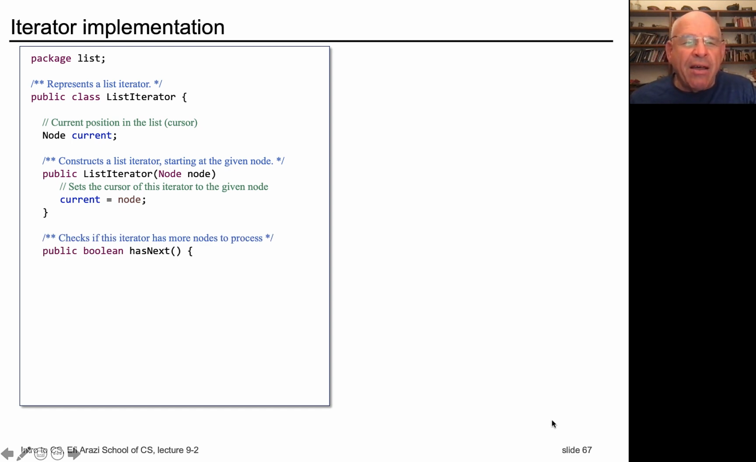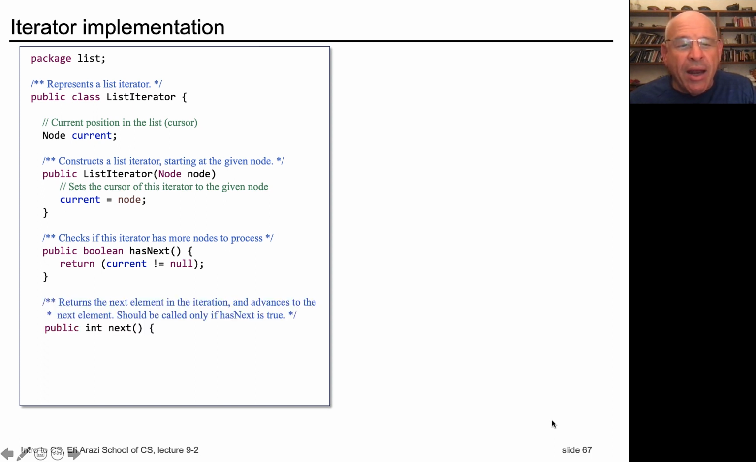And then how do I implement hasNext? Well, I simply return whether the current doesn't equal null. If it equals null, then hasNext is false, right? If it doesn't equal null, hasNext will be true.